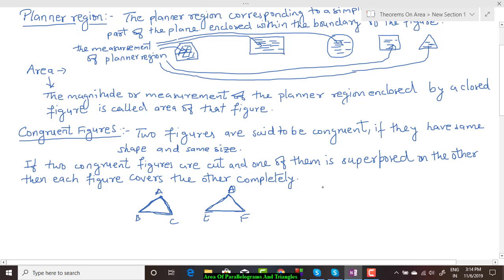It can be any figure, it can be anything. It can be a figure like this. So if this figure actually superposes this figure, then these two figures are called congruent figures, right? So these two figures are also congruent figures. Understood? So this is the concept regarding congruent figures.